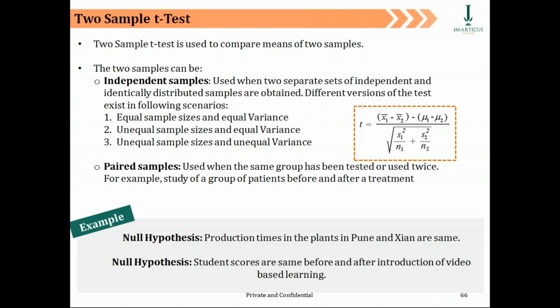I hope it is clear to everyone. Are you able to understand this? This is not a new formula, it's the same formula, but here it is talking in terms of the two samples taken together.